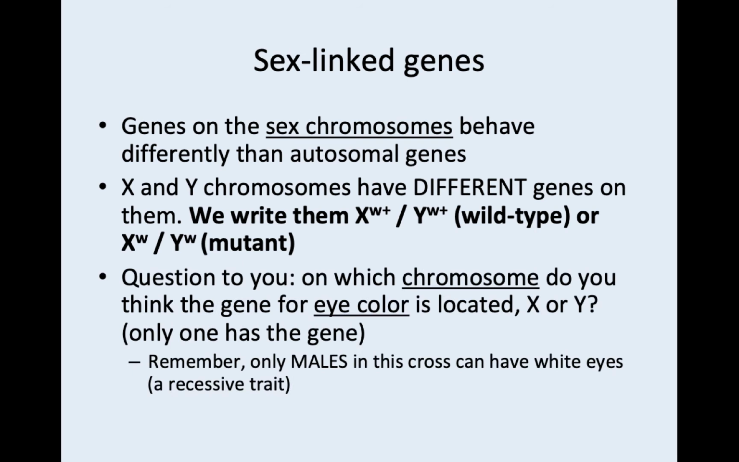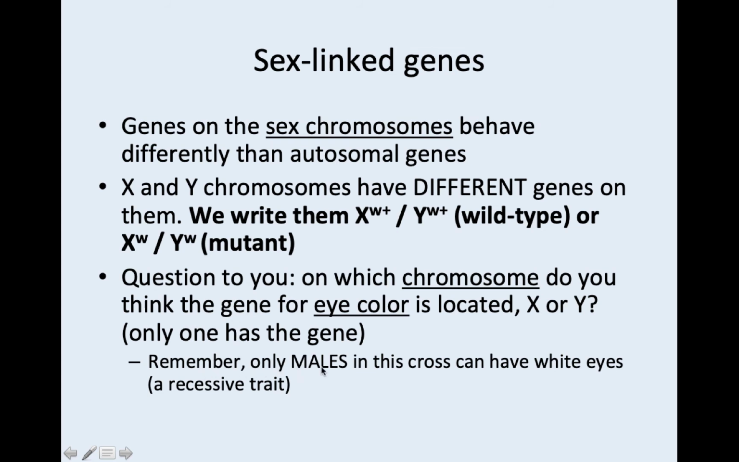So I want you to pause the video again, and I want you to try and figure out the answer to this question. On which chromosome do you think the gene for eye colour is located? Is it on the X chromosome or is it on the Y chromosome? Remember, female is XX, male is XY. And it's only on one of them. I know I was talking about here, it's on the X or the Y, but if it was on the Y, this is how we would write it, and if it was on the X, this is how we'd write it. The gene is only either on the X or the Y in this fly.